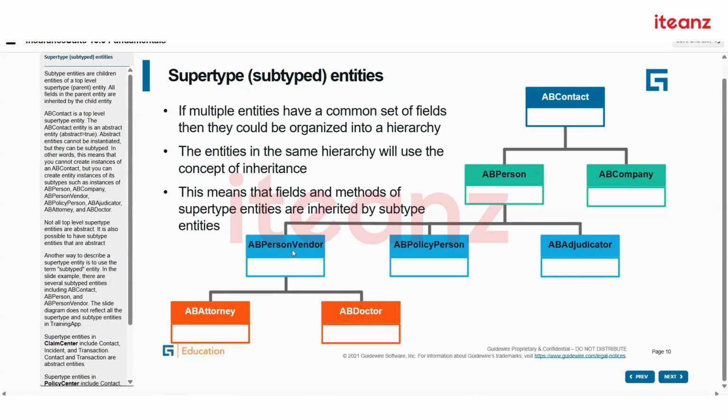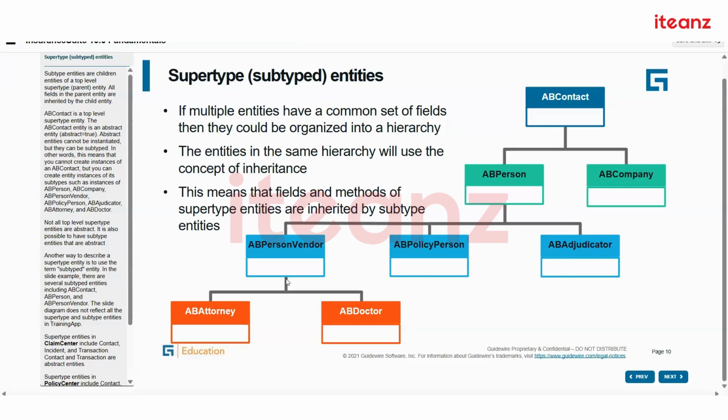But as such, this will acquire all the fields that are present in AB person and AB contact. That is the understanding, because this is coming from this, right? From AB contact, you are getting AB person, and whenever you create a person contact, you can have different subtypes as well.